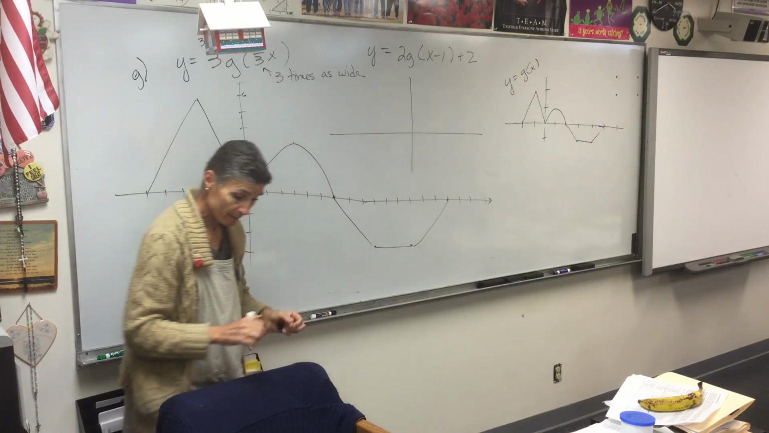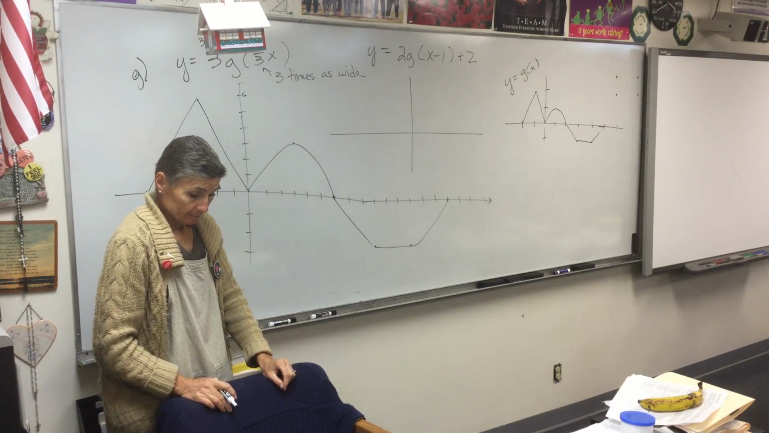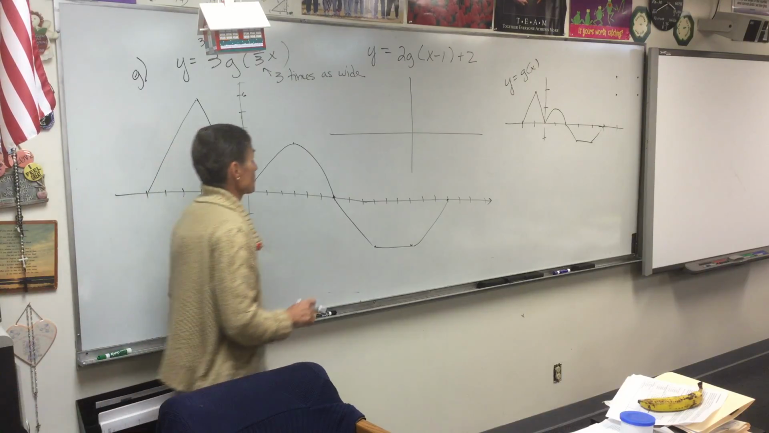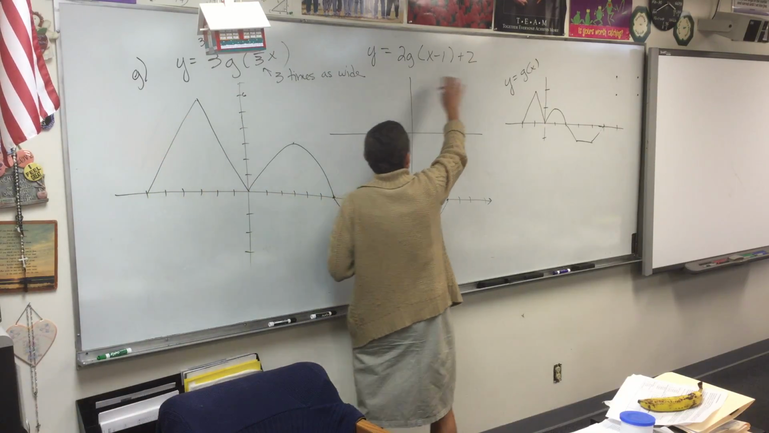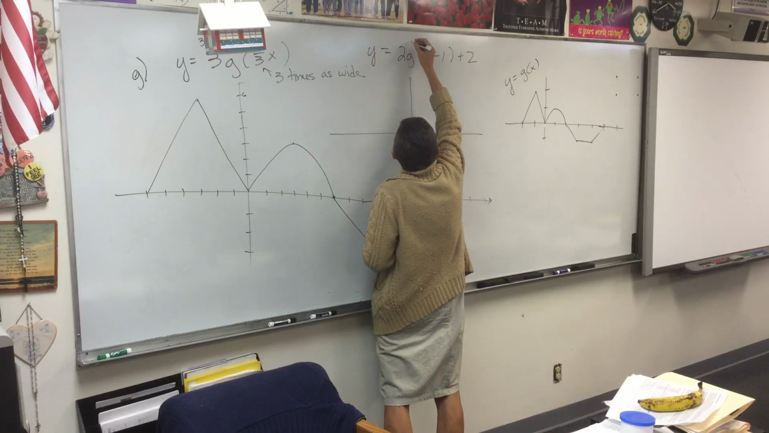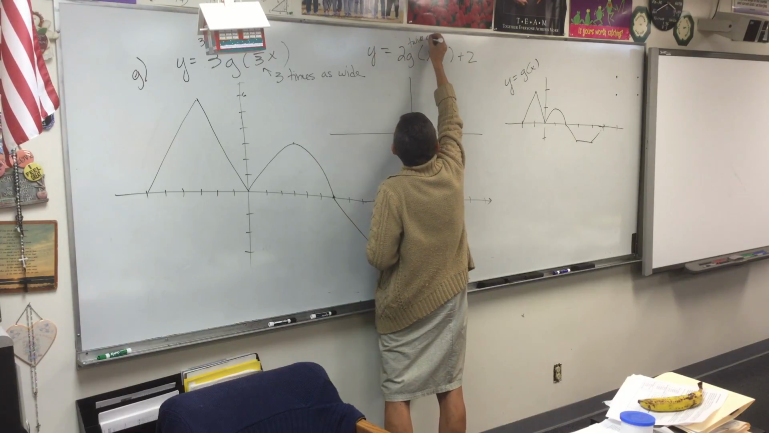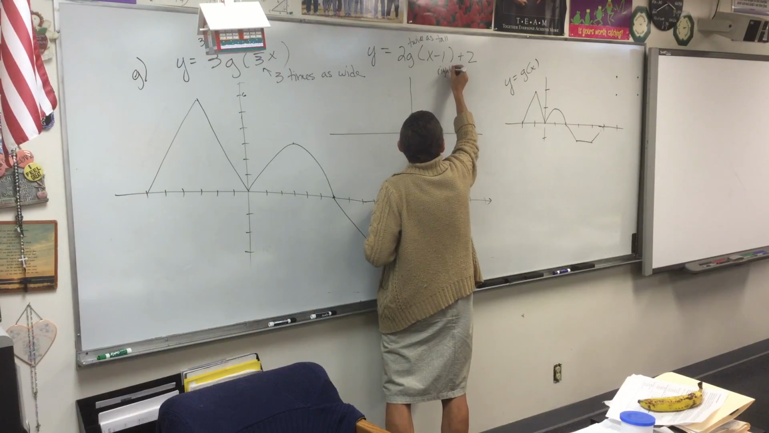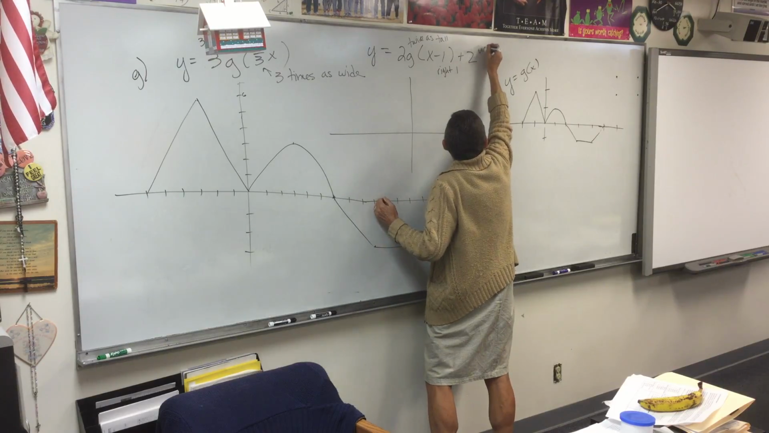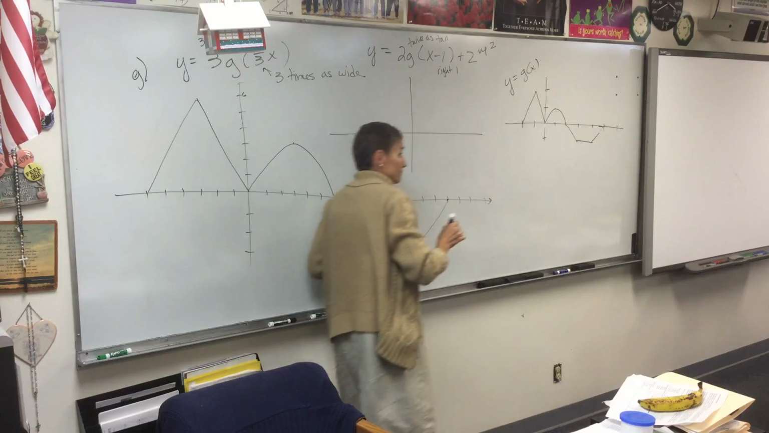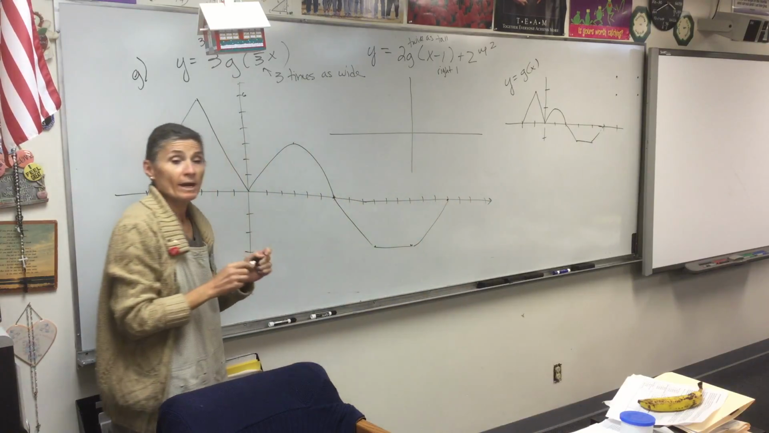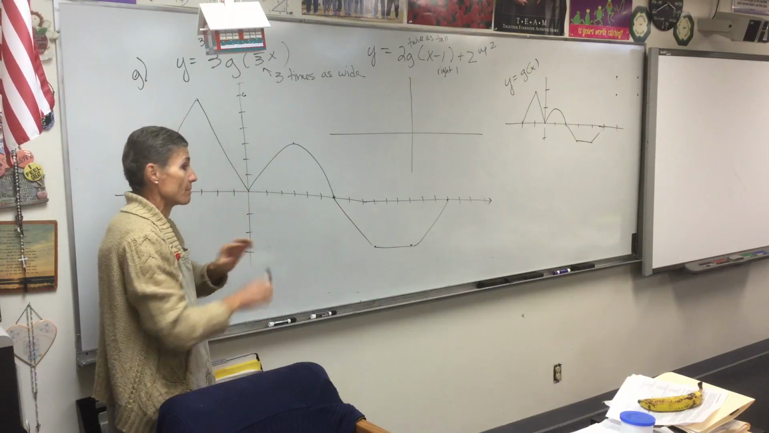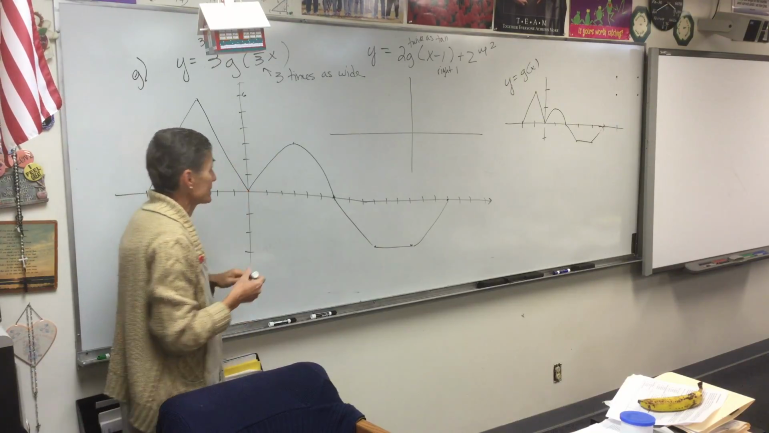Last one in this set. What's happening in this problem? Let's make a list. What are we doing? Twice as tall. To the right 1. Up 2. Perfect. Good job. That's too much. So this old feeble brain, one thing at a time. You do whatever you want. I'm going one thing at a time.